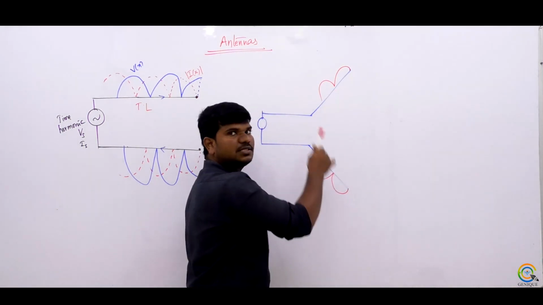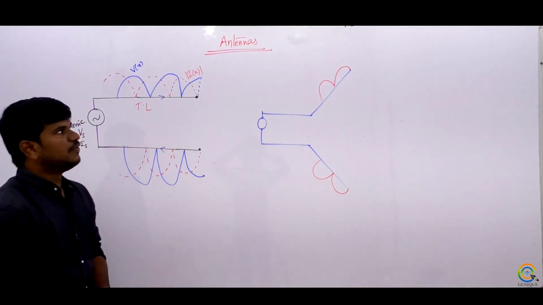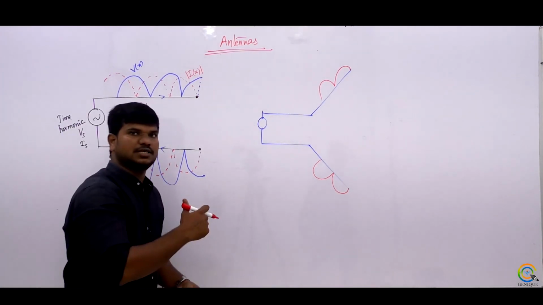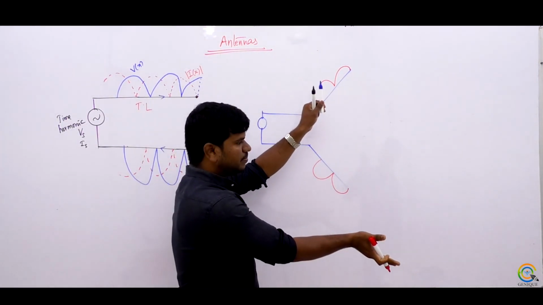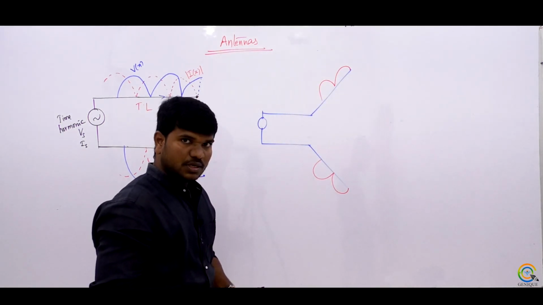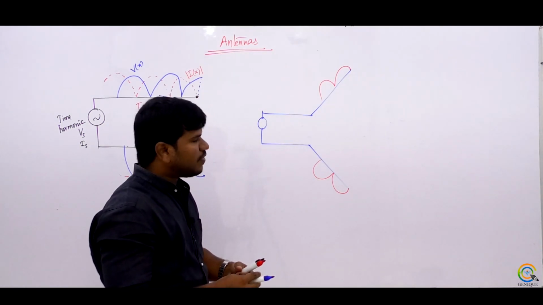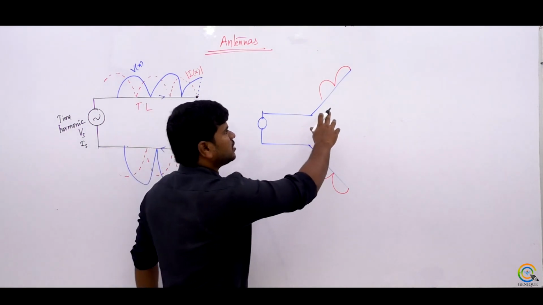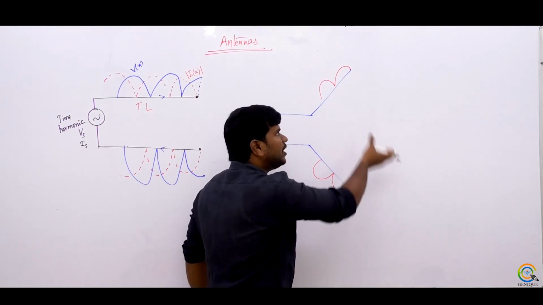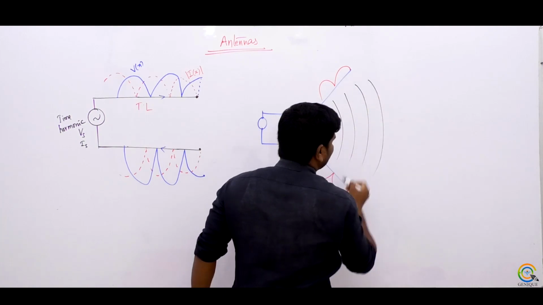Because of this flared transmission line, the chances of cancelling the fields are reduced, because the distance between these fields will be increased. Now here what happens? Because of this, the field is radiated. The field will exist, and that field is radiated into the medium.